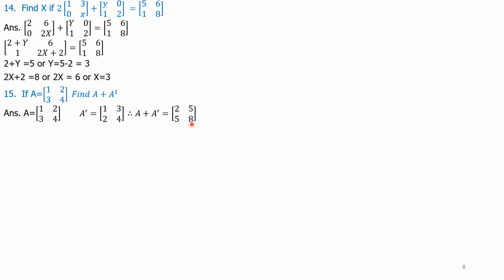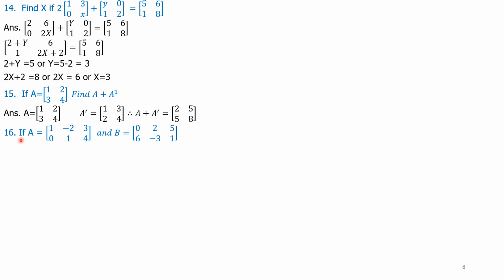Please note here, matrix A is of the order of 2 by 2. That is 2 rows and 2 columns. A dash is 2 rows, this is first row and second row, and 2 columns, this is the first column and this is the second column. Therefore, 2 by 2 added to another matrix 2 by 2 will give a resultant of 2 by 2.